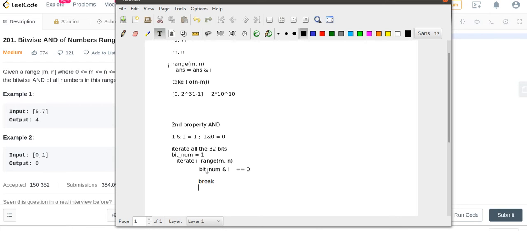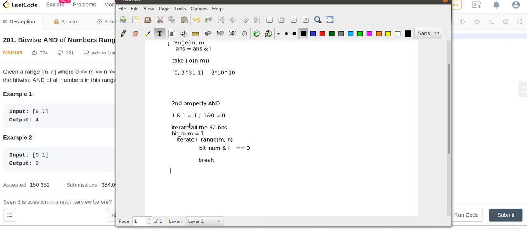In this way, we can save a lot of time complexity. The exact time depends on the range of m and n, but it cannot go above these levels.